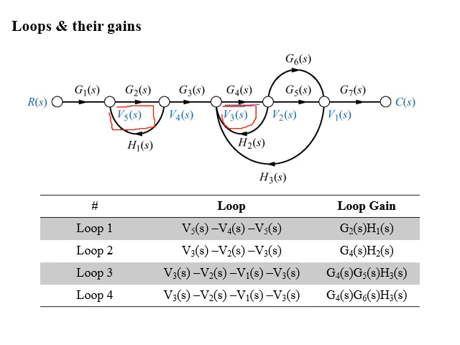Loop 3 starts from V3(s), goes to V2(s), V1(s) and again ends on V3(s). And it has a loop gain of G4(s), G5(s) into H3(s). Similarly, the last loop starts from V3(s), goes to V2(s), V1(s) and ends on V3(s). And it has a loop gain of G4(s), G6(s) product with H3(s). So these were the loops and their gains.